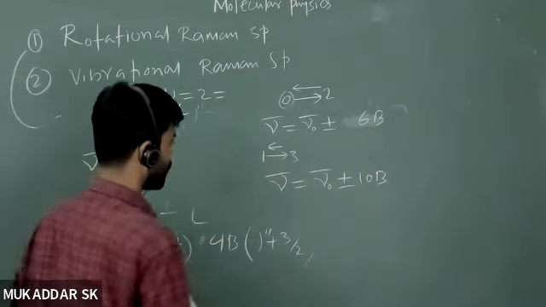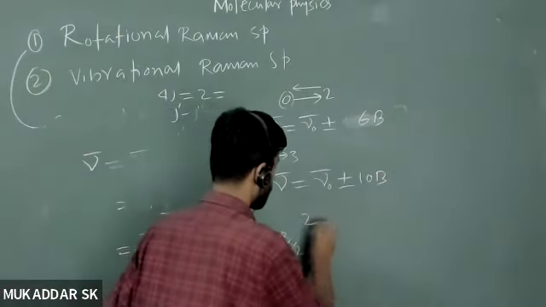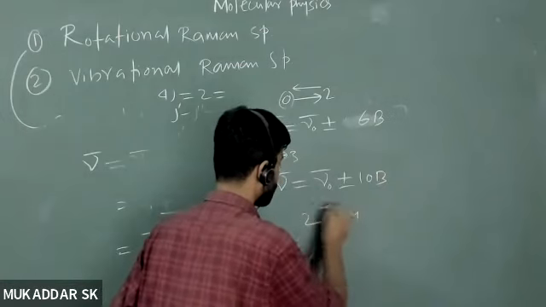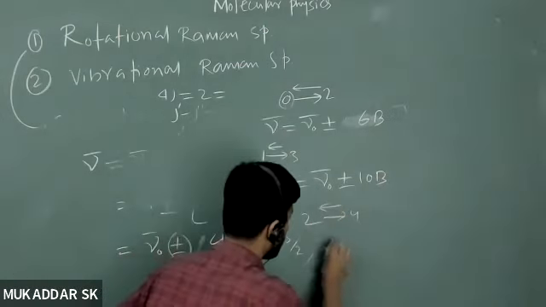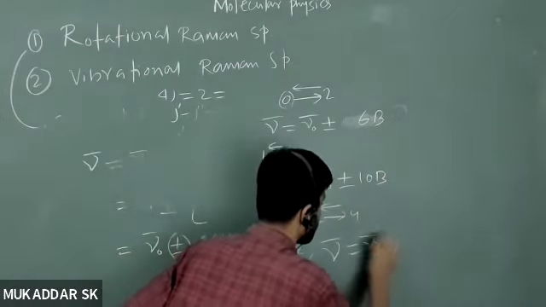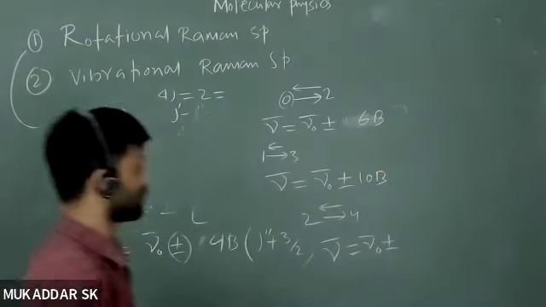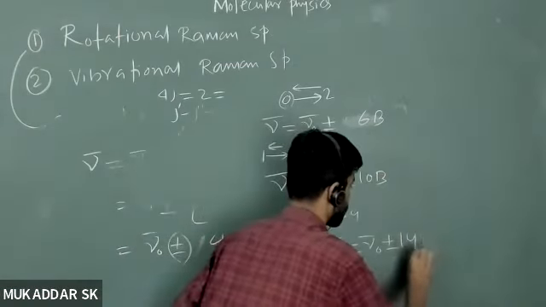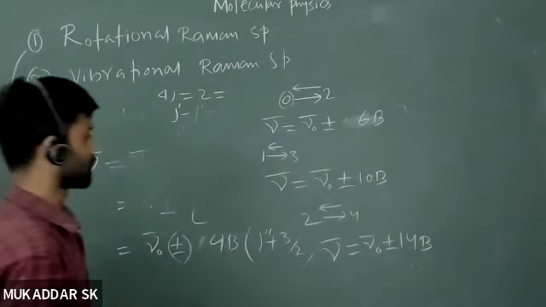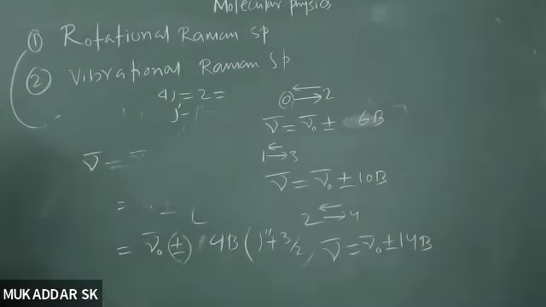Yes. Next, 2 to 4 or 4 to 2. So nu bar will be how much now? Nu 0 bar plus minus 14b. Okay, so this is the scenario.